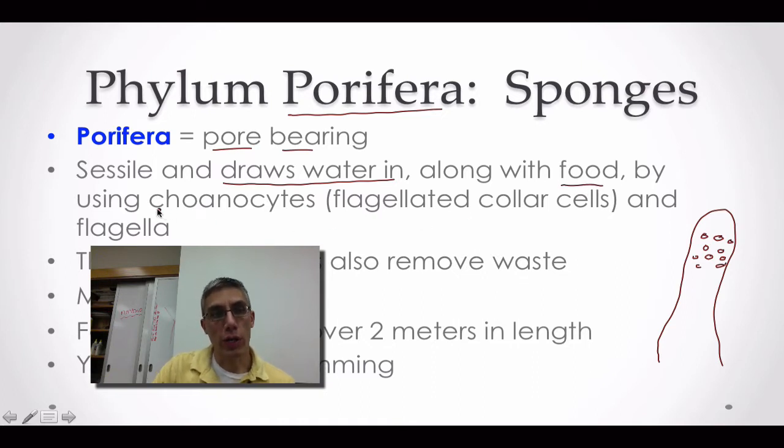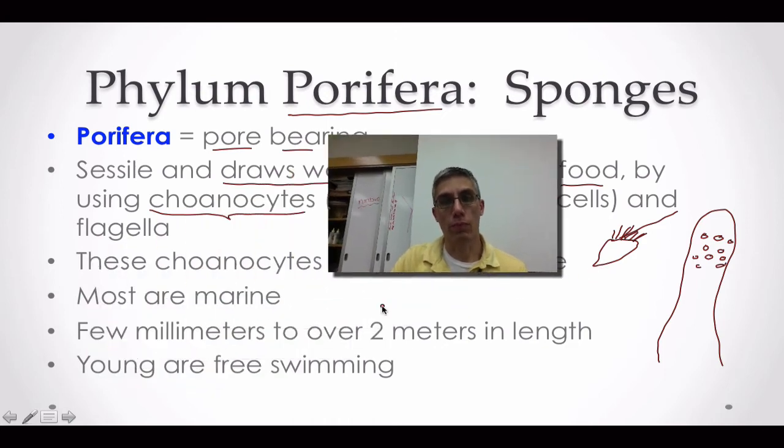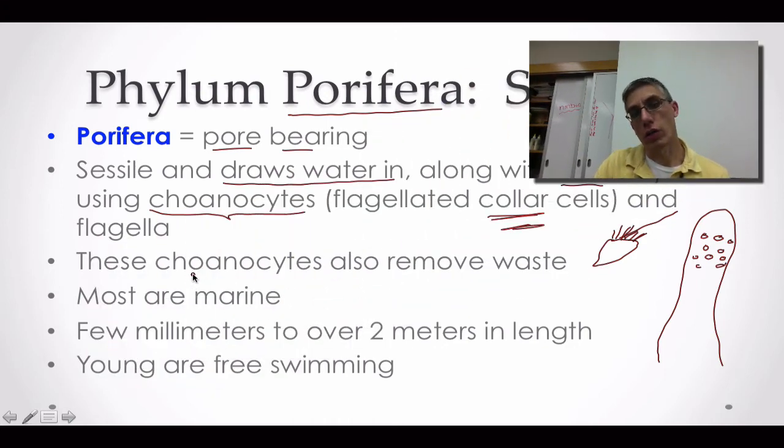And so by using the choanocytes that we had discussed in the previous slide, that's going to be the way that they actually feed. So remember, these choanocytes were these flagellated collar cells. And so again, we have a cell like this with a flagellum, and then we have that collar that surrounds the flagellum. And those microvilli are going to act to filter the water and basically trap the food. Now again, these choanocytes not only are going to trap food, but they're also going to act to remove waste as well.